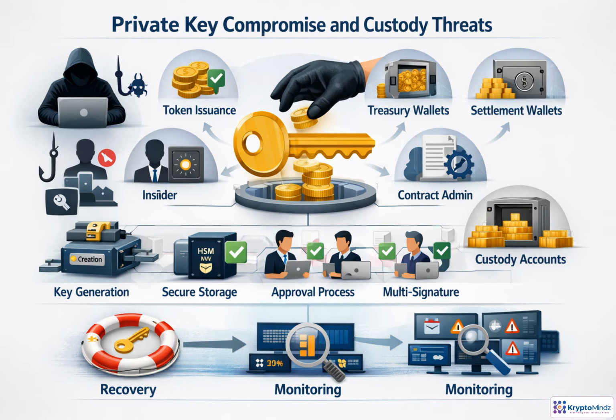Private keys are the control point for the most sensitive actions: token issuance, treasury movement, settlement, administration, and custody. A safe custody flow begins with clean key generation and protected storage, then routes every transaction through policy checks, approvals, and controlled signing. Compromise can come through phishing, malware, insiders, vendors, or exposed backups. Monitoring should therefore watch for unusual withdrawals, bypass attempts, unexpected admin calls, and abnormal signing behavior.